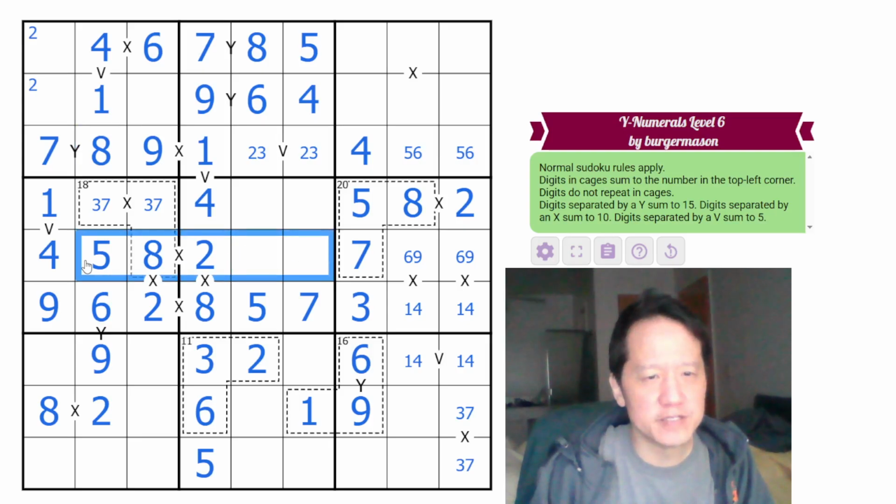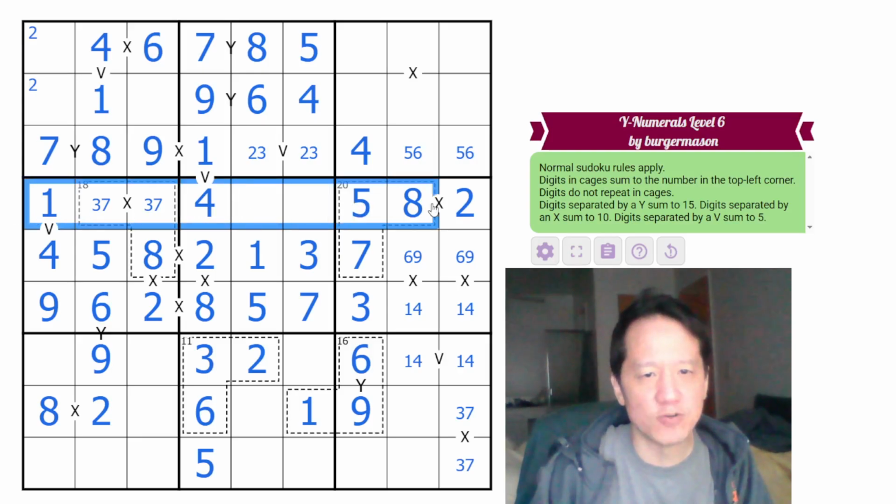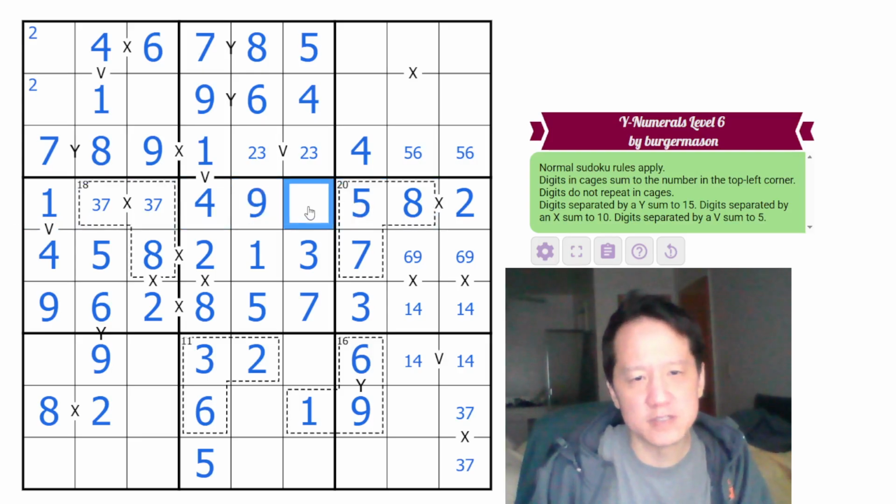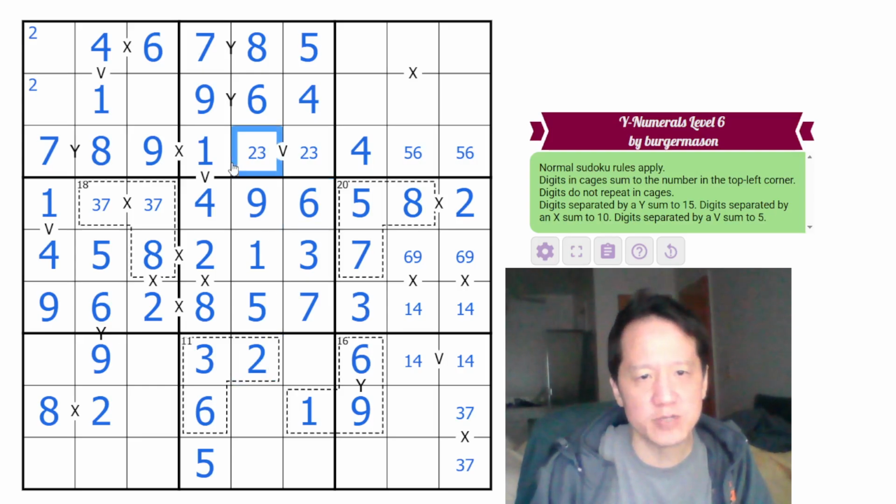What are the remaining digits in row 5? It has to be 1 or 3, and this can't be 1, so this is 3, which makes that a 1. These remaining digits are 6 and 9 in row 4, and this can't be 6, so this is 9, which makes that a 6. This can't be 2 because of this 2, so this is 3, and this is 2.